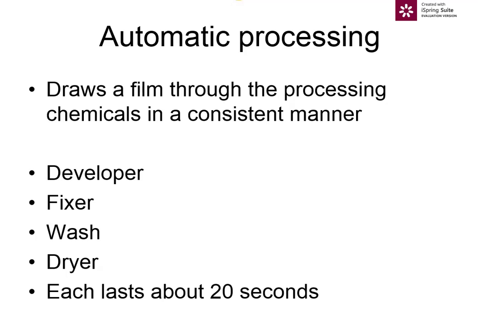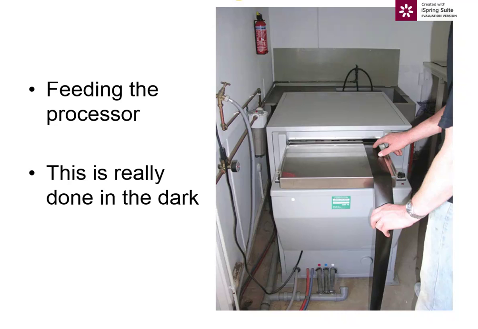So it's important that you have a feed and drive system that can consistently draw the film through at the same rate. Whether it's big film or little film, whether you're doing a lot of films at one time or very few, you have to have that consistency. And that's really the advantage of automatic processing.